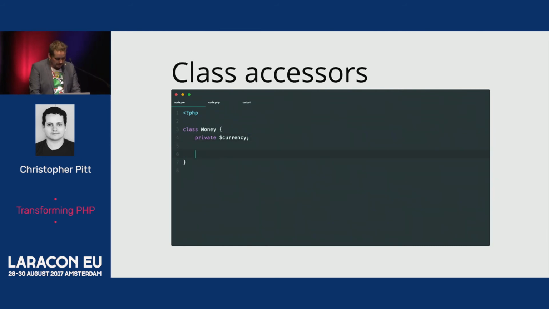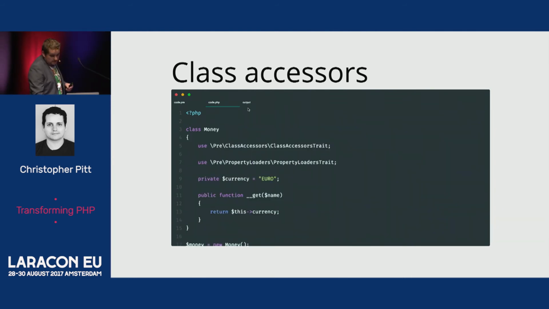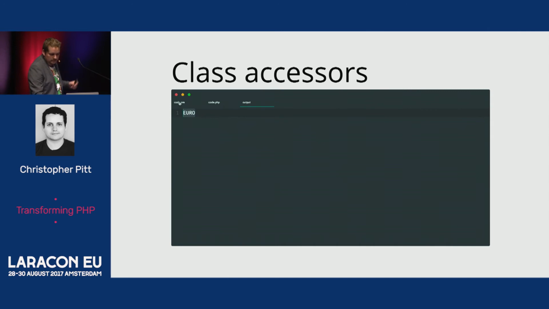Not using something like this. I mean, we could use something like this, and we could return this currency, and maybe we define it as that. And so if we create a new instance of money, without a typo though, and we print its currency, money, currency. Then what we expect to see is euro. But this isn't best practice, let's say. OK, our output's what we expect.